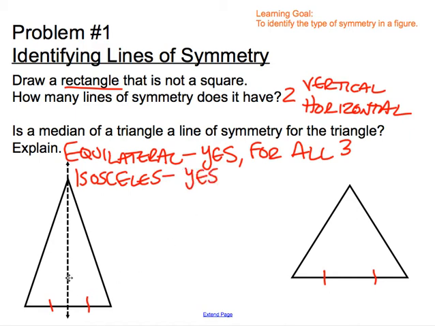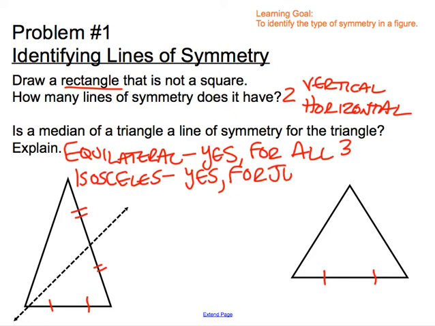The problem that we run into is once we try to draw either of the other two medians. So you can see once I get over here and I'm connecting this vertex to this midpoint, the triangle would certainly not fold over to itself. So in an isosceles triangle, the answer is yes for just one.